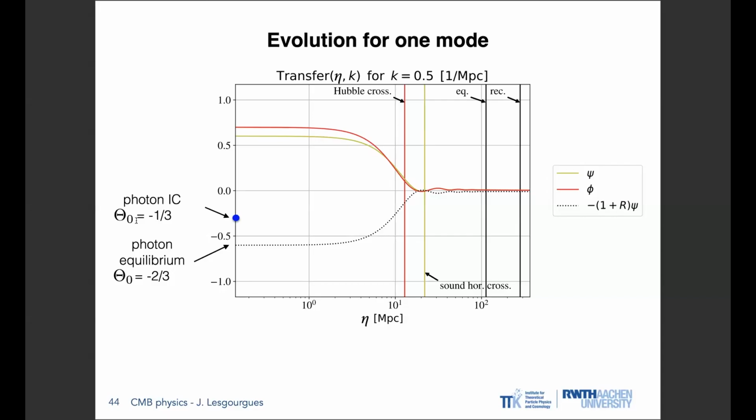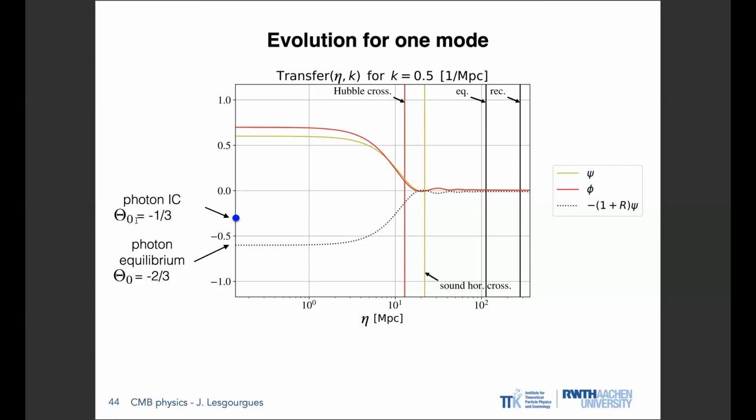And now we launch photons in this system, and we normalize theta 0 to adiabatic initial condition. And given the relation we wrote for adiabatic initial condition, we had a relation between delta gamma and psi. There is also a relation between psi and r, and delta gamma is related to theta 0. Overall, you get a factor minus 1/3 between your photon monopole and the curvature perturbation. And minus 1/3 is not minus 2/3.